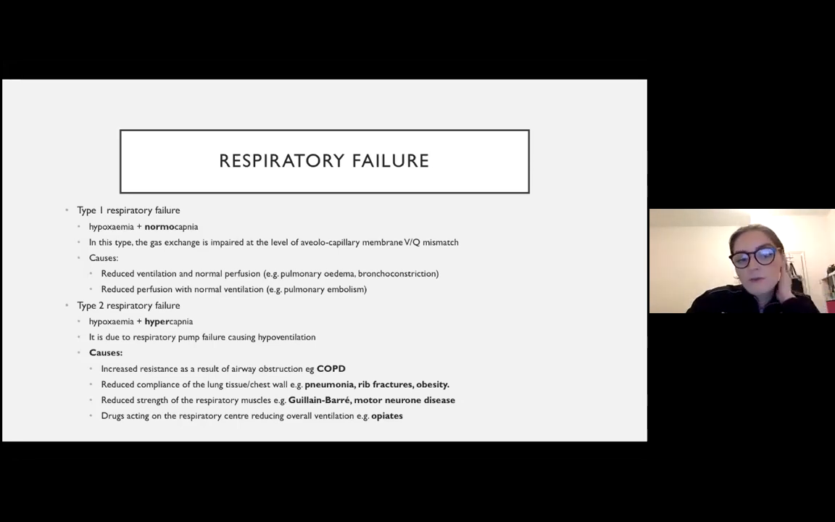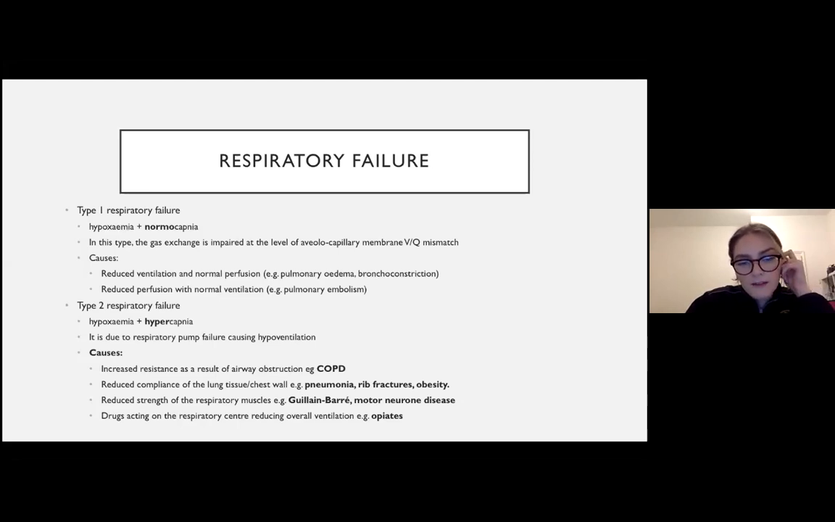Or you can have reduced perfusion with normal ventilation, so a massive PE, or even a small one, but more likely a massive PE, where you'd get hypoxia but their CO2 is still able to be removed through other sources. Whereas with type 2 respiratory failure, you've got hypoxia and hypercapnia, so a low O2 but a high CO2, and that is due to the lungs or the respiratory pump failing. So you have reduced ventilation of the lungs.